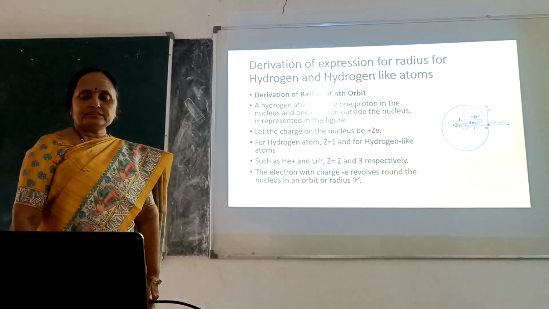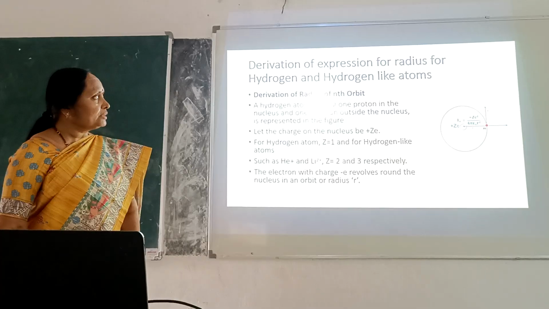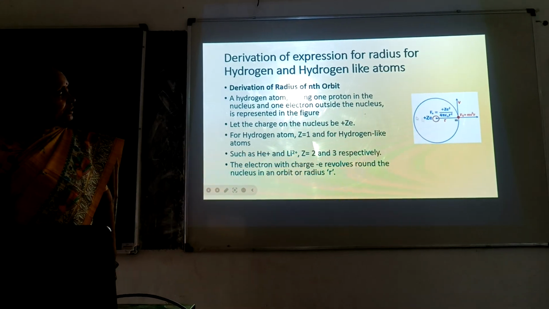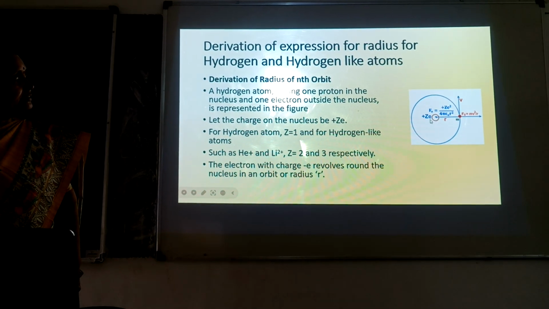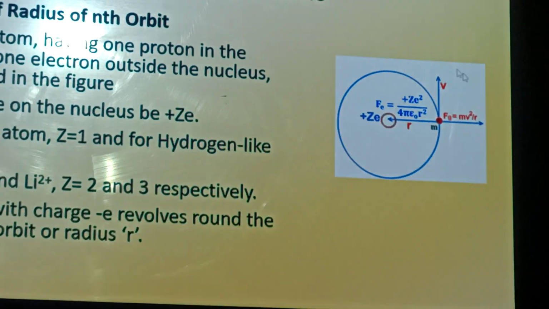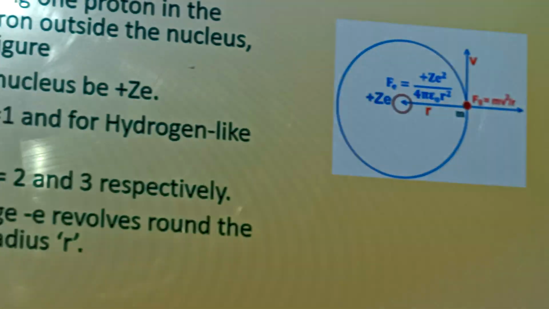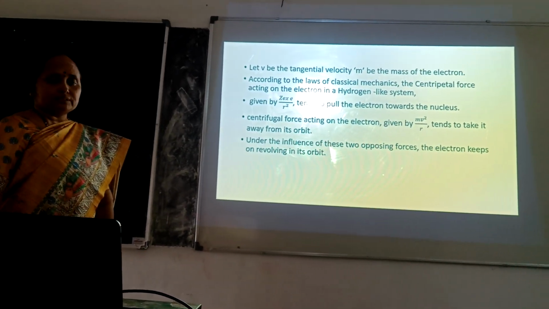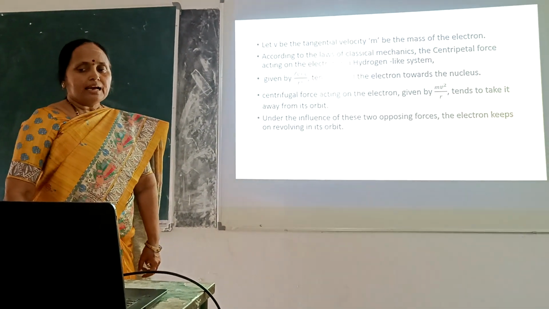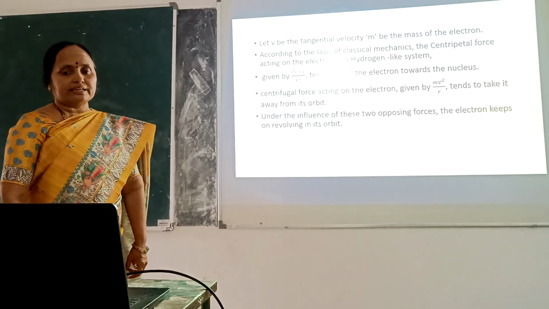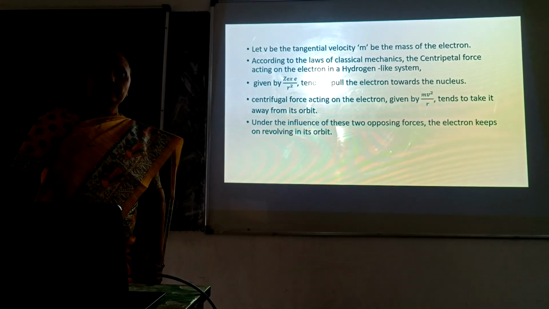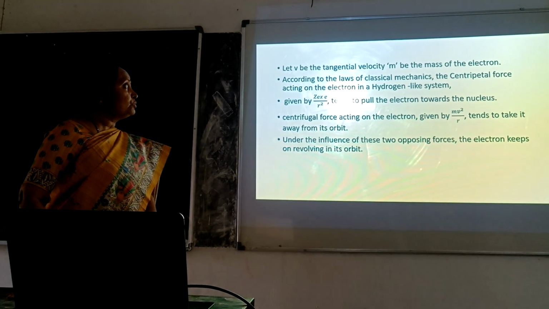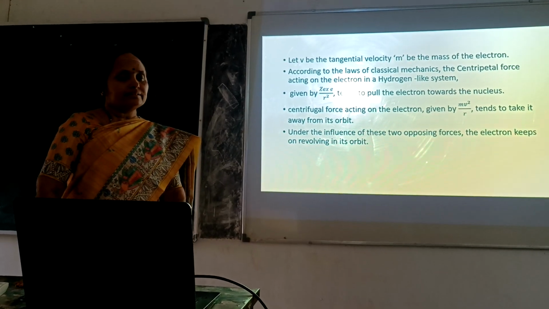The electron with charge e is going to revolve around this nucleus. This is the nucleus with charge Ze, and this electron is going to revolve around it. Let v be the tangential velocity and m the mass of the electron. Then according to the laws of classical mechanics, consider the centripetal force acting on the electron in the hydrogen-like system.